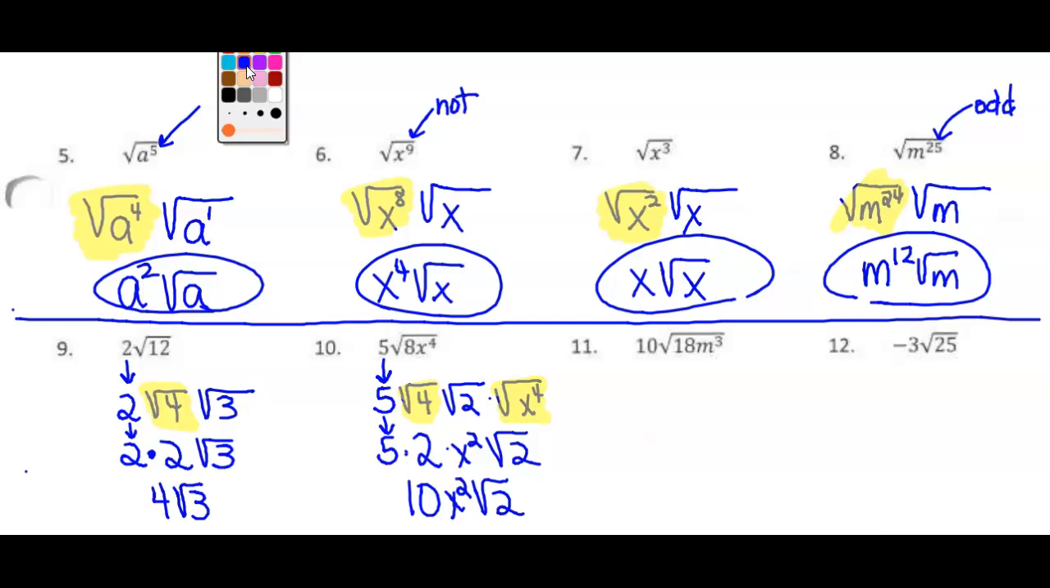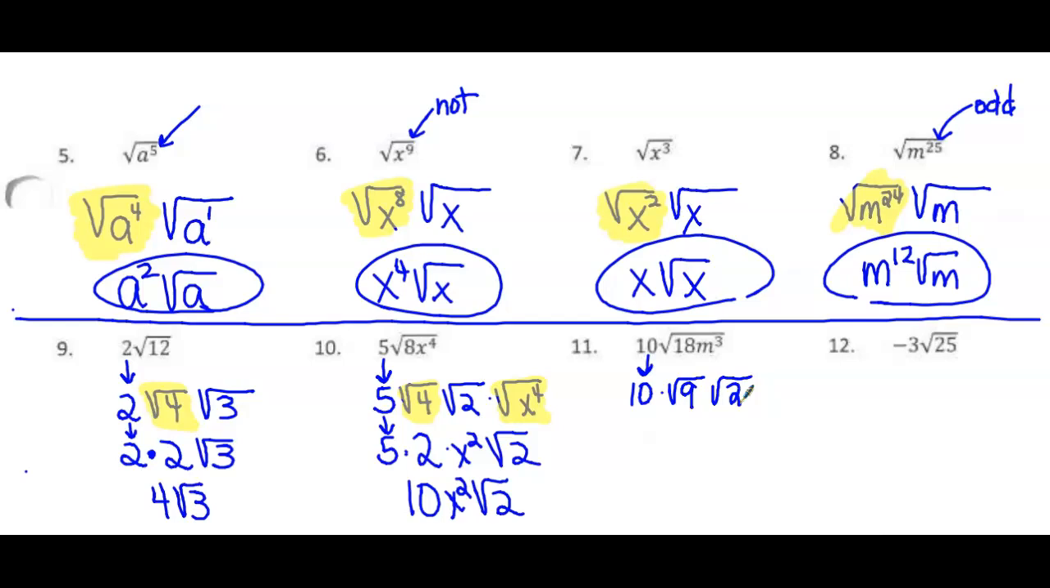Okay, so I'm going to start number 11. Even if you're not done, I apologize if I'm going too fast. 10 is going to come down. I have to think of the perfect square factors of the 18. So I'm going to write 2 square root signs. The biggest perfect square factor in 18 is 9, and that's 9 times 2.